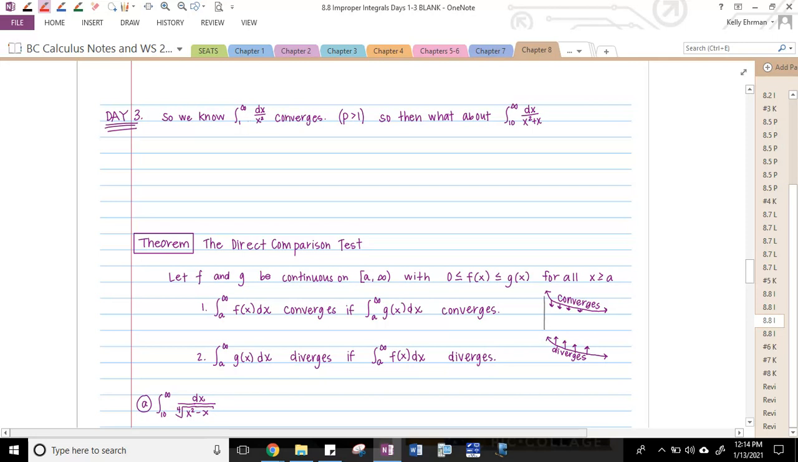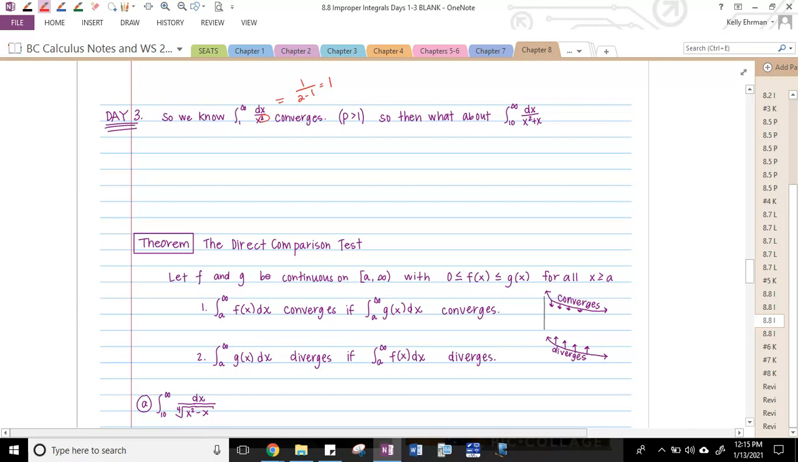So a couple of days ago, we talked about those p integrals. So we know that the integral from 1 to infinity of dx over x squared converges because it's got that exponent p that's greater than 1. Remember, we can also say what it converges to. It converges to 1 over 2 minus 1. So it converges to 1.